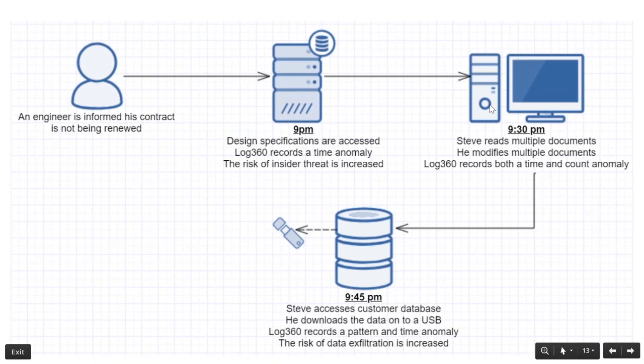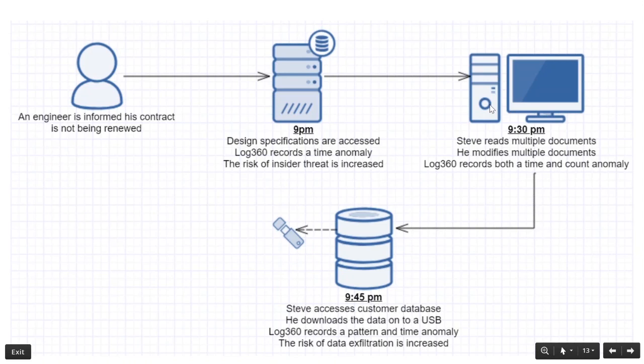Now, if you combine all of these three events, it becomes very clear that there's a 99.9% chance that this is a data exfiltration scenario. And at each point, you can see how machine learning and UEBA are able to track the user's activities and keep monitoring whether something is an anomaly or not, and keep increasing the risk score associated with that user.